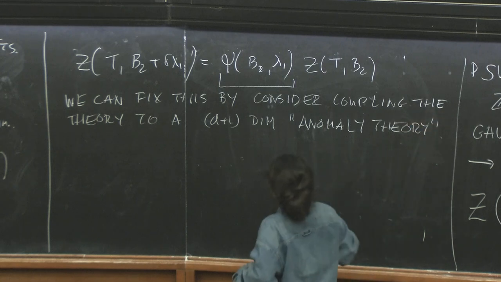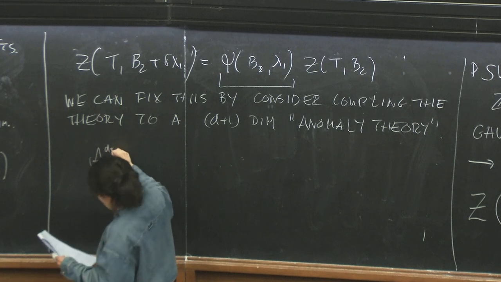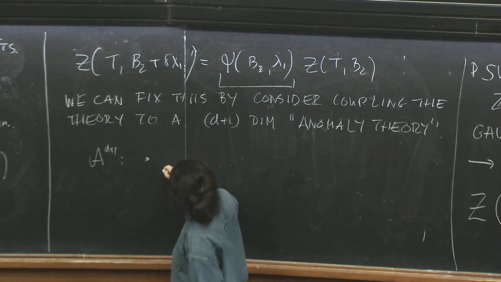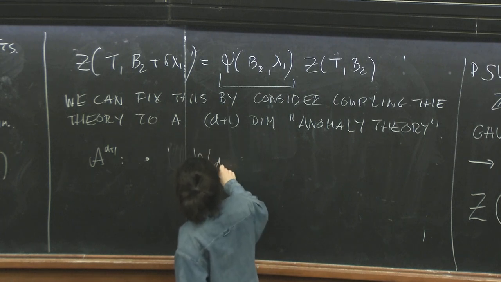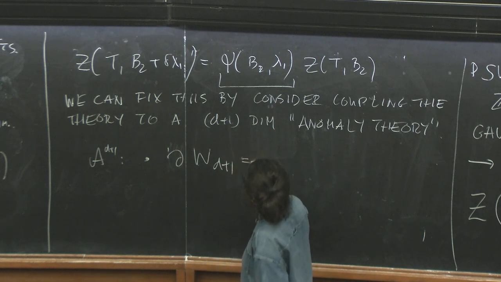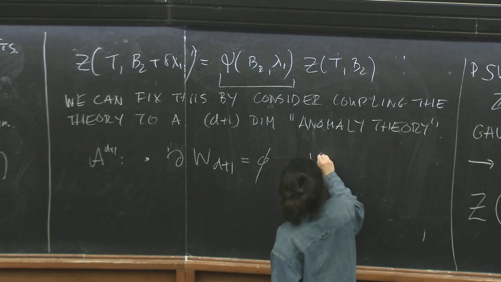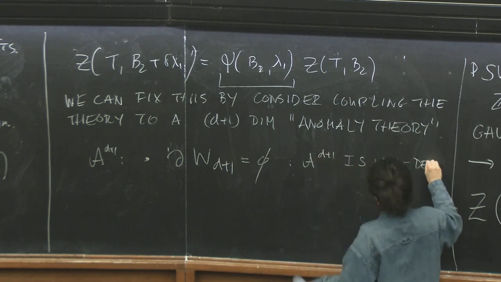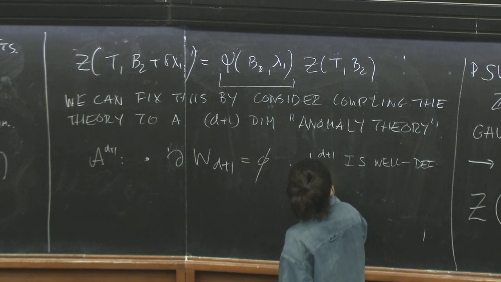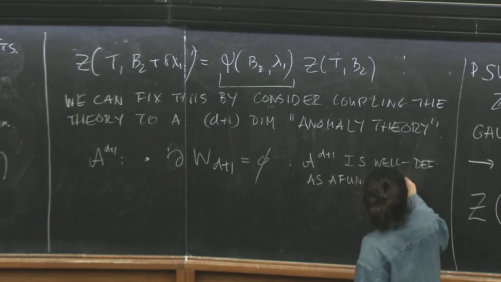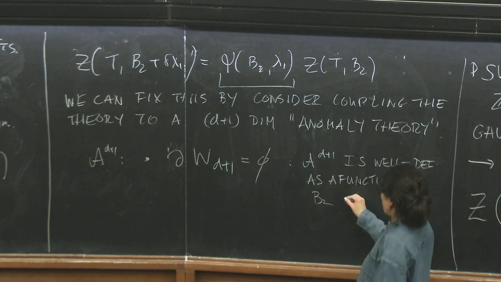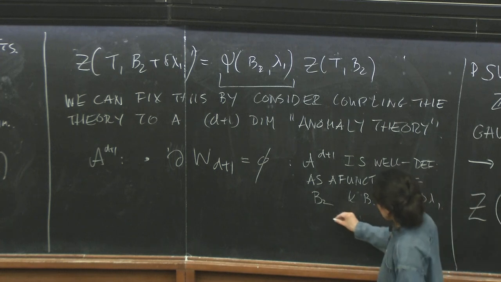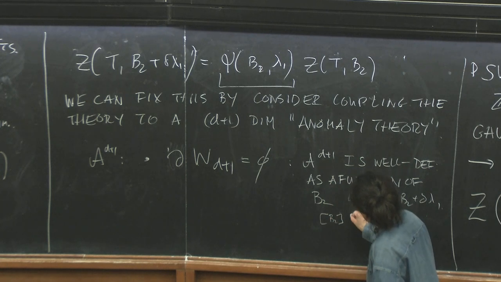So if you know what anomaly inflow is, this will be very familiar to you. So this theory I'm going to call A_{d+1}. And it has the following properties. If I put the anomaly theory A_{d+1} on a manifold W_{d+1}, where the boundary of that is empty, then A_{d+1} is well defined as a function of B2 and also invariant under B2 plus delta lambda 1. So it's actually defined as a function of the cohomology class of B2.